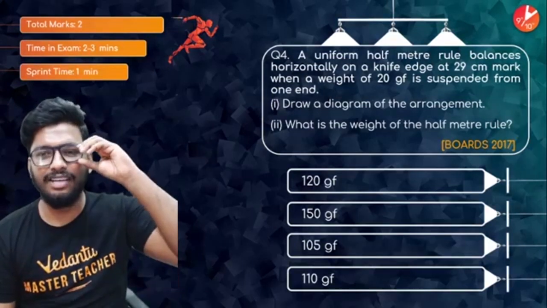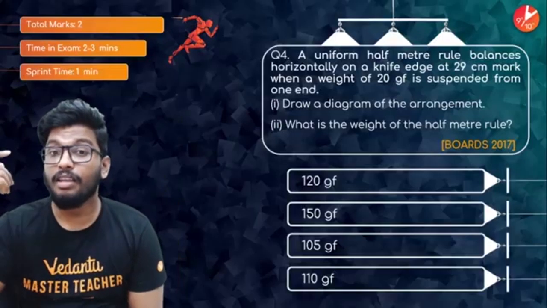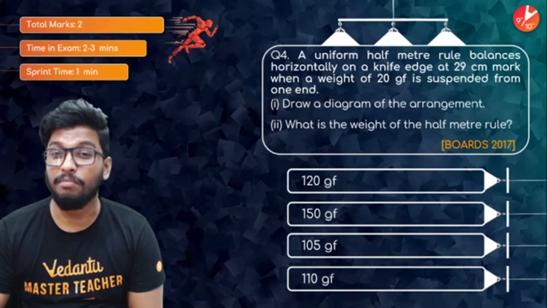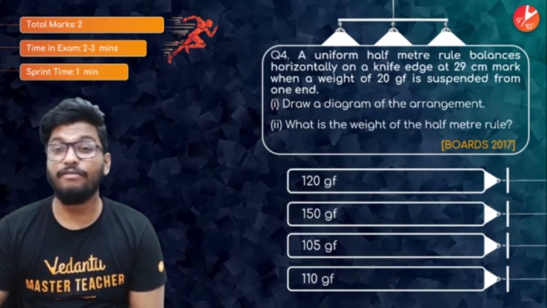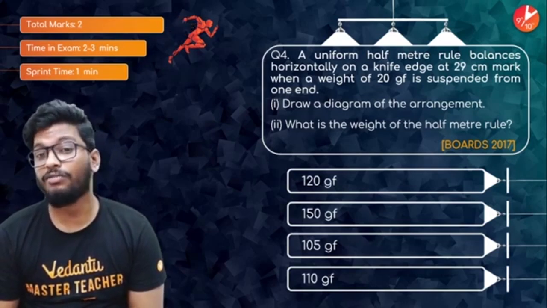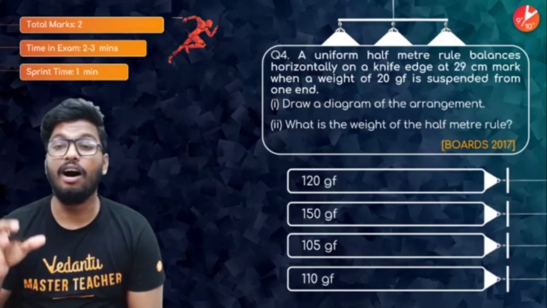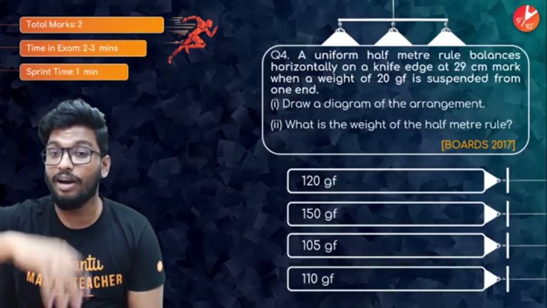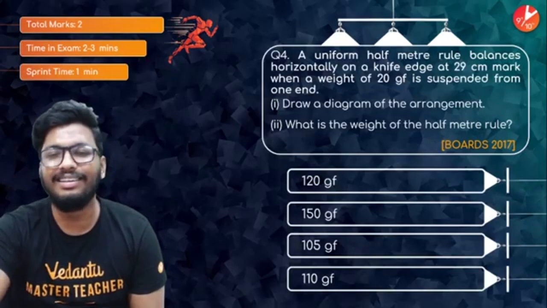A uniform half-meter scale, half-meter rule balances horizontally on a knife edge at 29 centimeter mark when a weight of 20 gf or gram force is suspended from one end. Draw a diagram of the arrangement and find the weight of the half-meter rule. Your options are 120 gf, 150 gram force, 105 gram force, or 110 gram force.